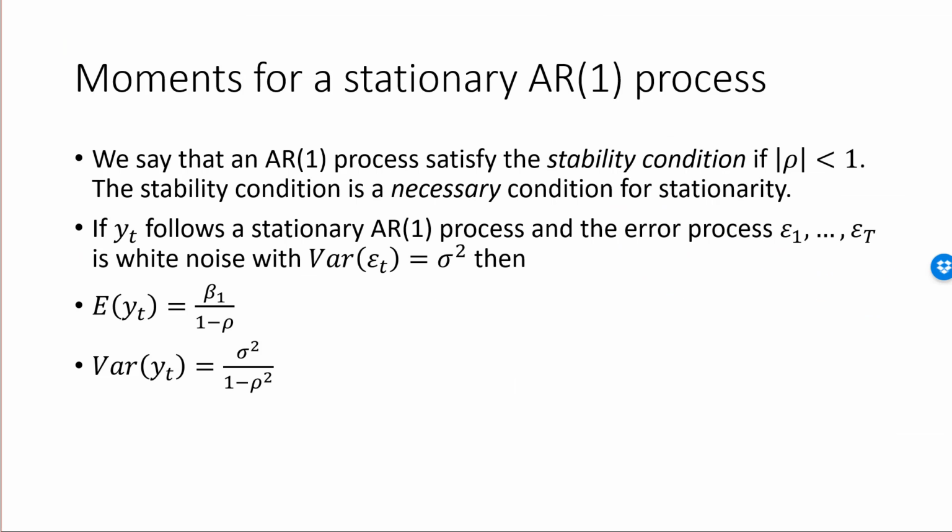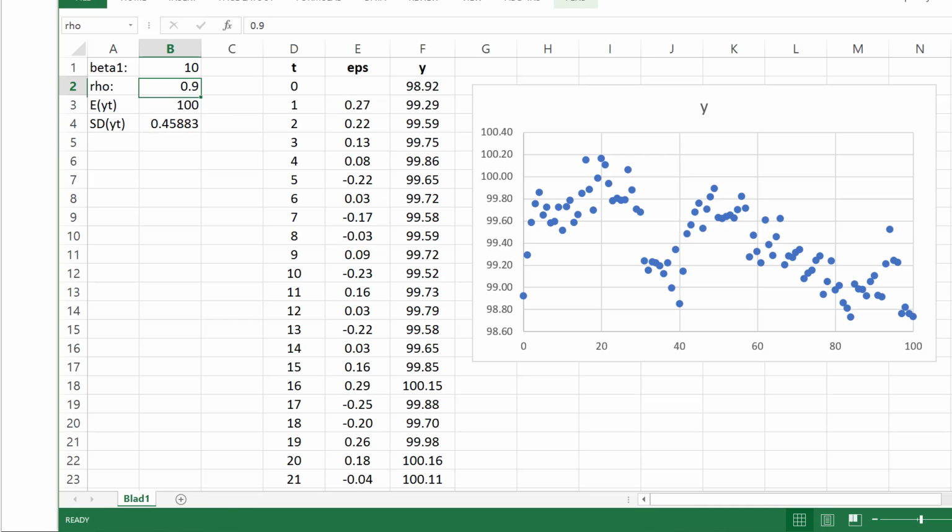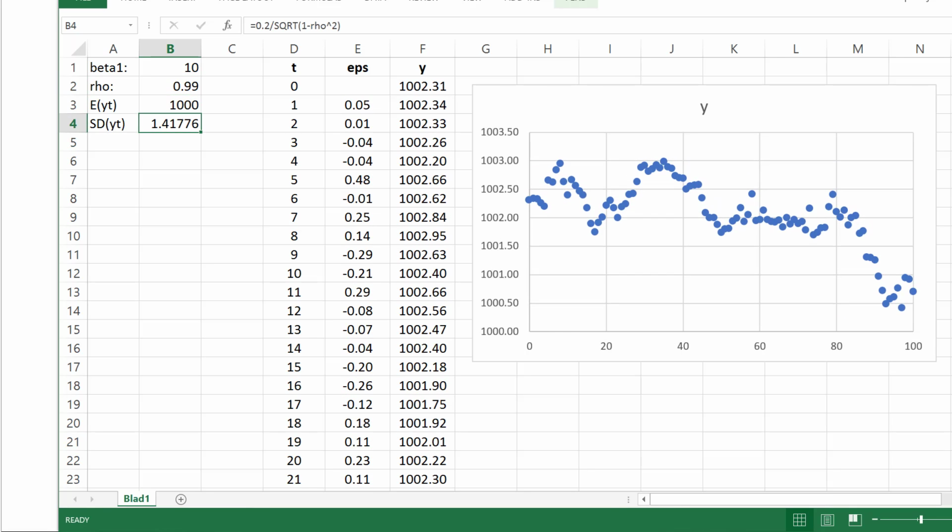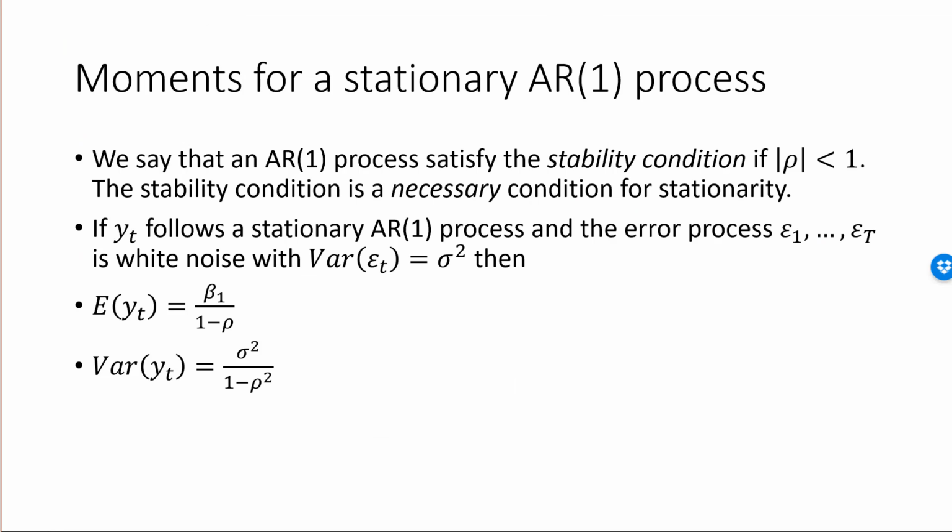We can see that the standard deviation of y_t, or the variance of y_t, is as small as possible when rho is equal to 0. And as rho increases, the variance of y_t and the standard deviation of y_t increase. If I put this to 0.99, for example, then the standard deviation goes up a lot. And similarly to the expected value, we cannot set rho equal to 1, as then the variance would not exist.